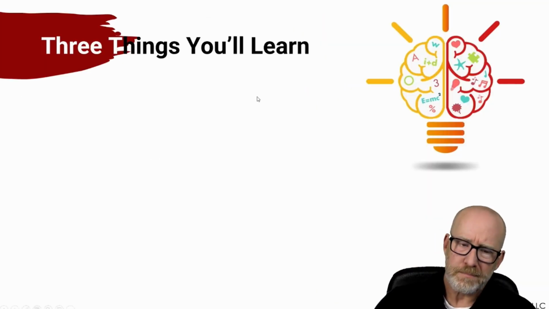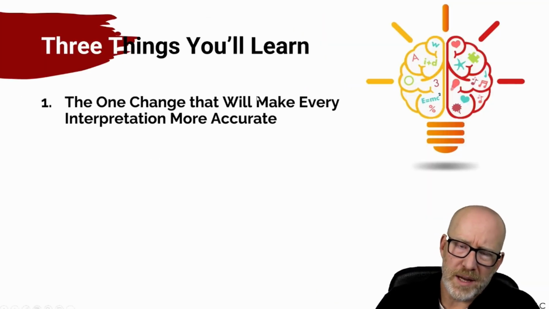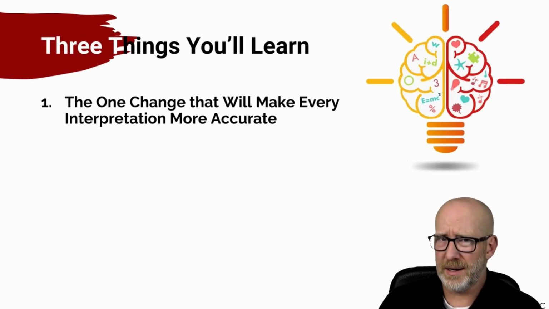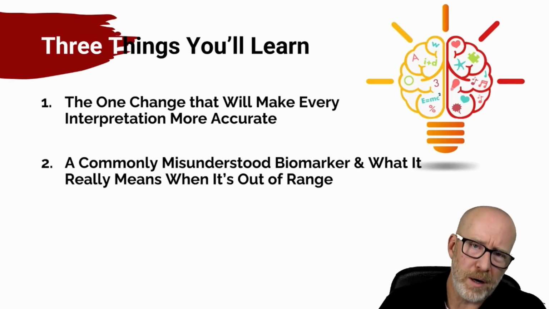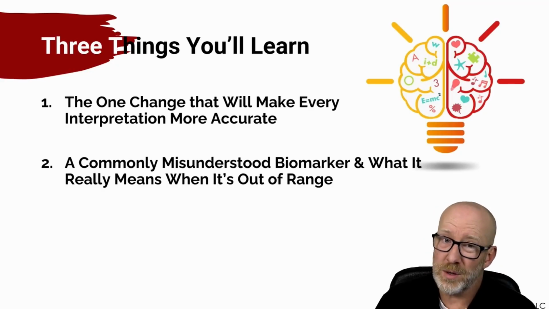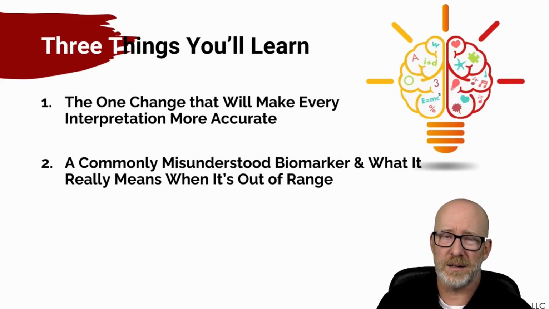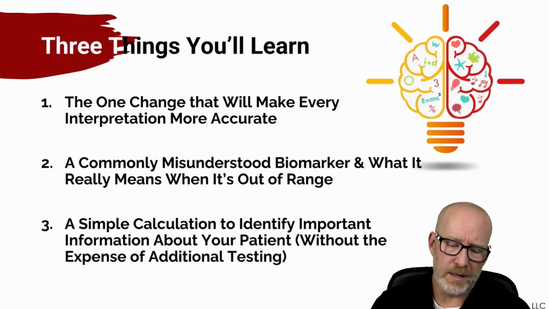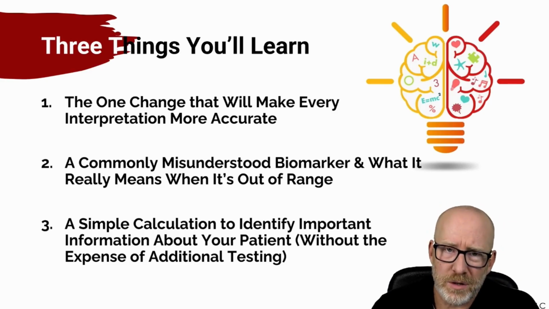Let's take a look. The 3 things you're going to learn are, number 1, the one change that's going to make every single blood chemistry interpretation that you do even more accurate than it is right now. Number 2, we're going to look at a blood chemistry marker that most people don't pay much attention to, but when you see what it indicates, you're going to wonder why it's not on some labs. And number 3, a simple calculation using metrics that are already on the blood chemistry that'll tell you more about your patient without additional expensive lab testing.